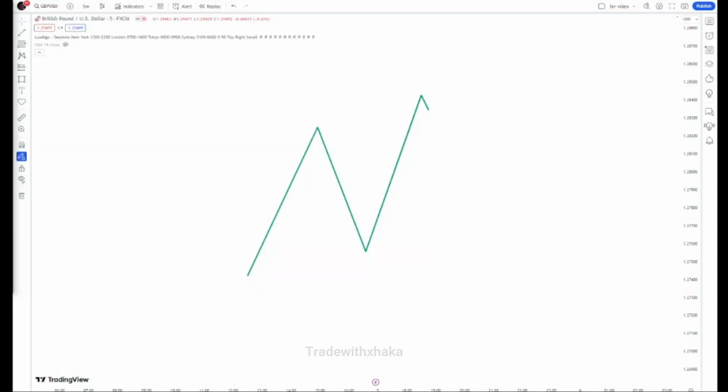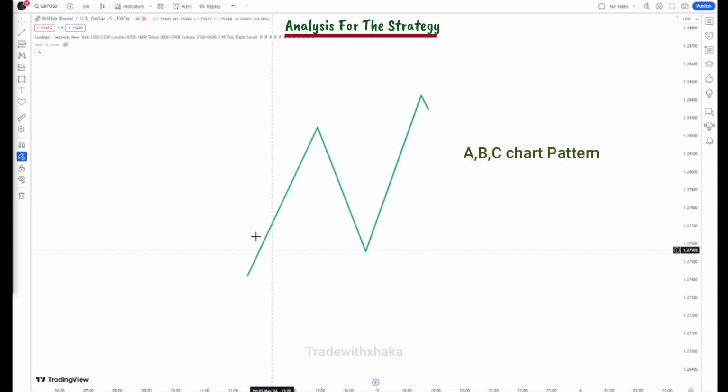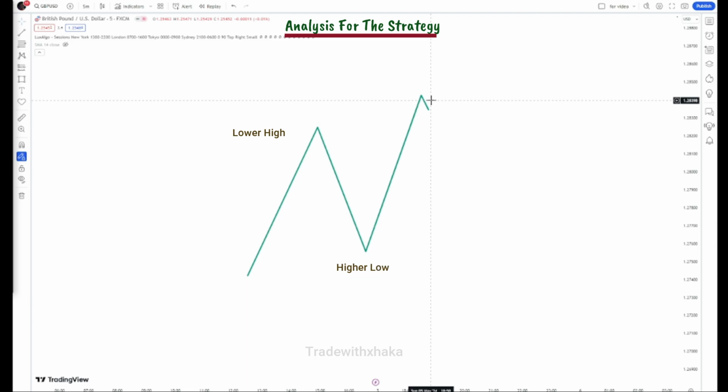So now let's dive into the analysis. We only need 2 things here. Pay attention. We only need to see a chart pattern called the ABC pattern. You understand? So if you are a price action trader, you know what this ABC pattern is. When the market makes a lower high, a higher low and another higher high. So that's what we'll be looking for.